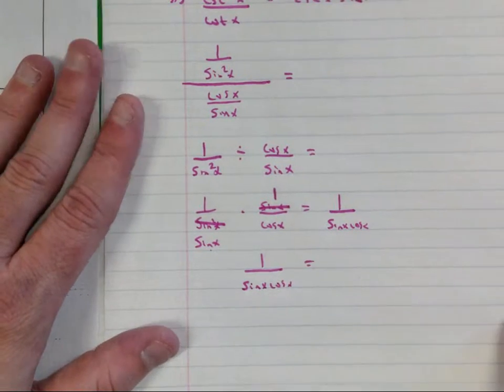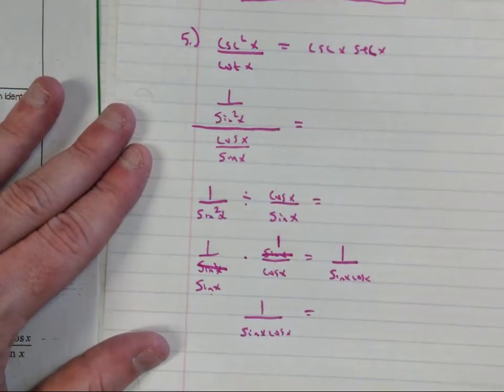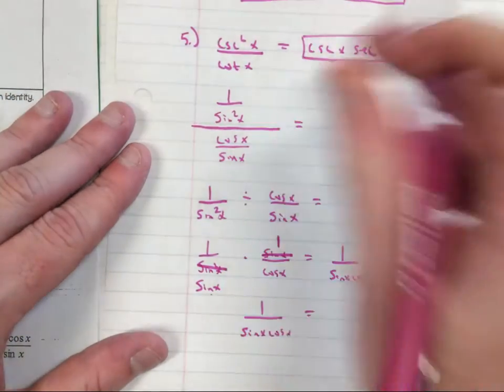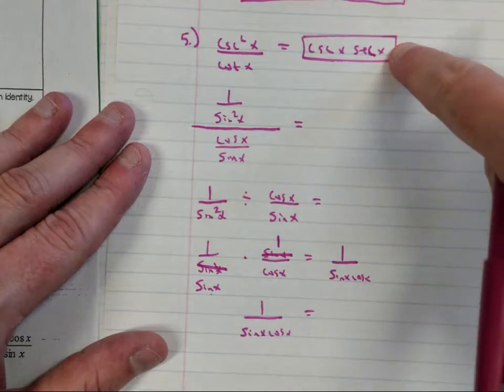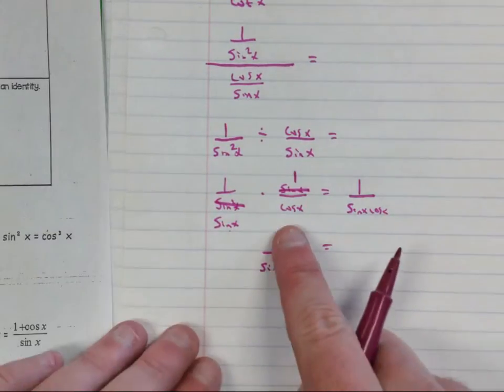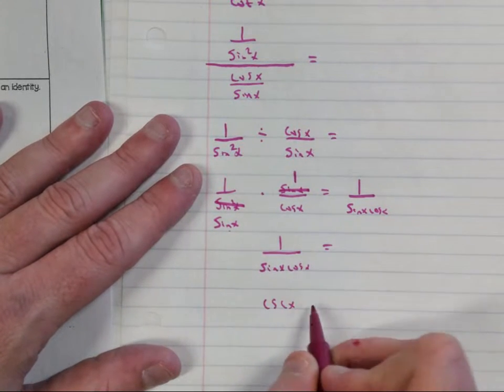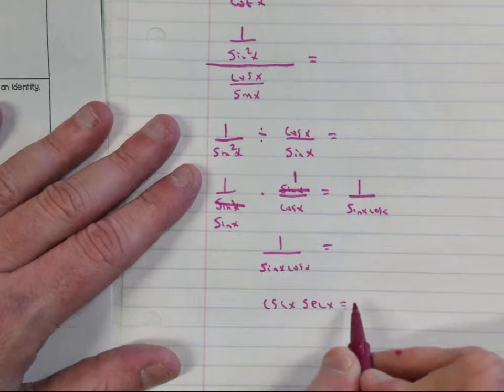Now, guys, you got to think. I got down to one over sine x cosine x. I'm trying to get it to look like this right here. Is there some way I could make it look from like this to this? Yes. I could rewrite this, because what's one over sine? One over cosine is? Oh, is that what I wanted?